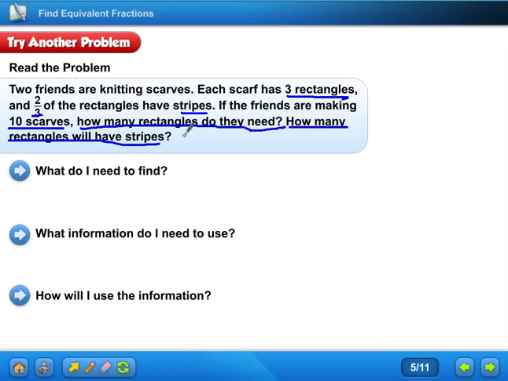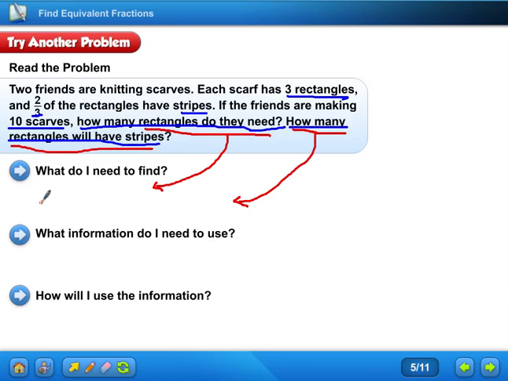How many rectangles do they need? So you need to write this part. That needs to go there. And how many rectangles will have stripes? Needs to go there as well. All right, those 2 things you need to find out.